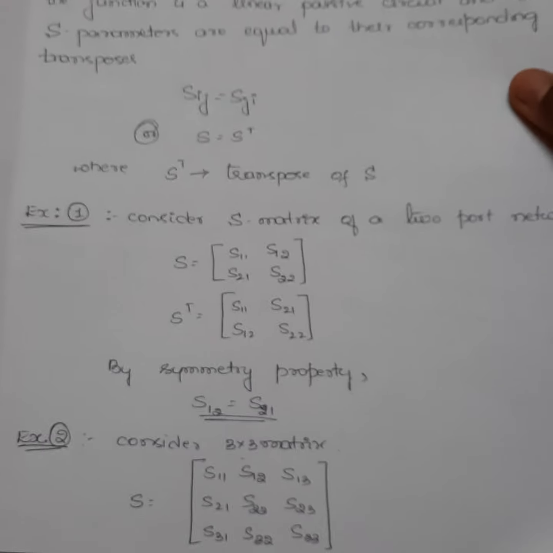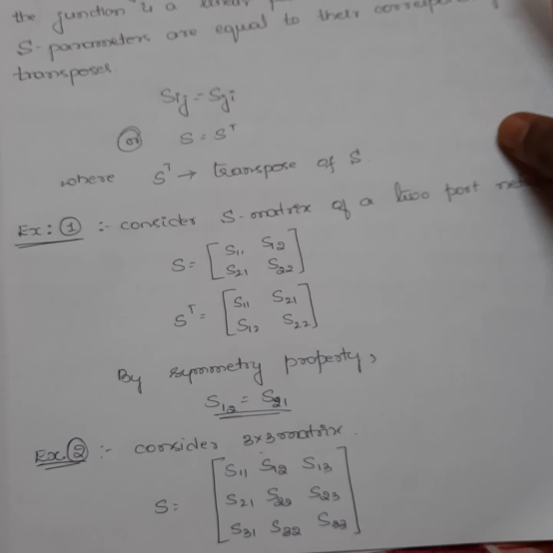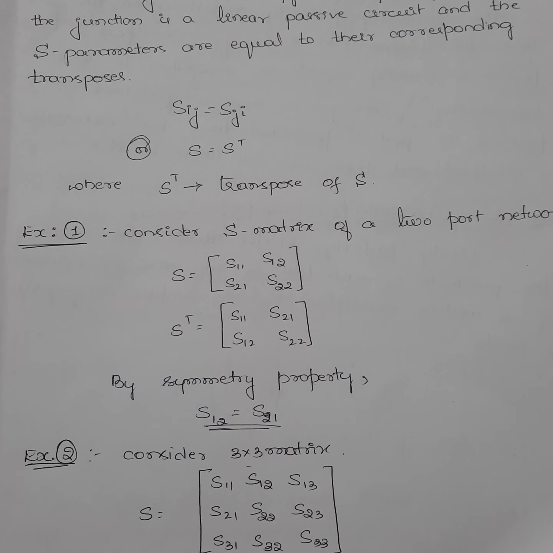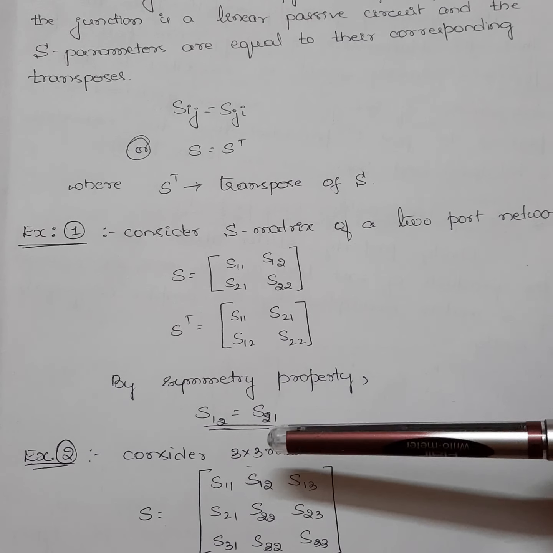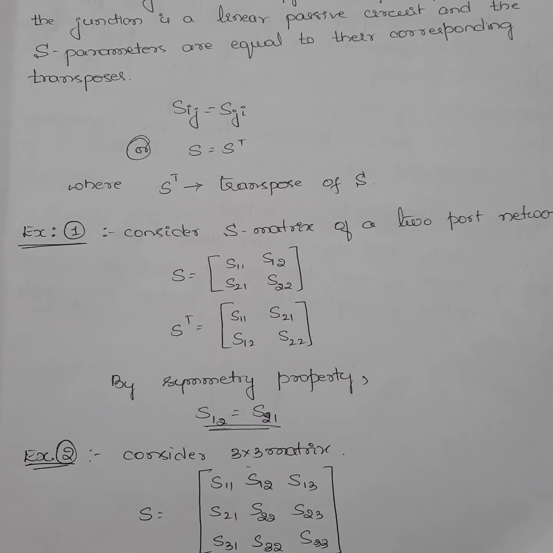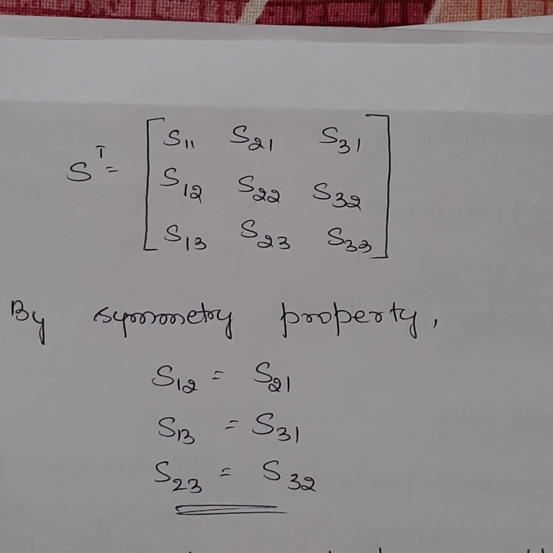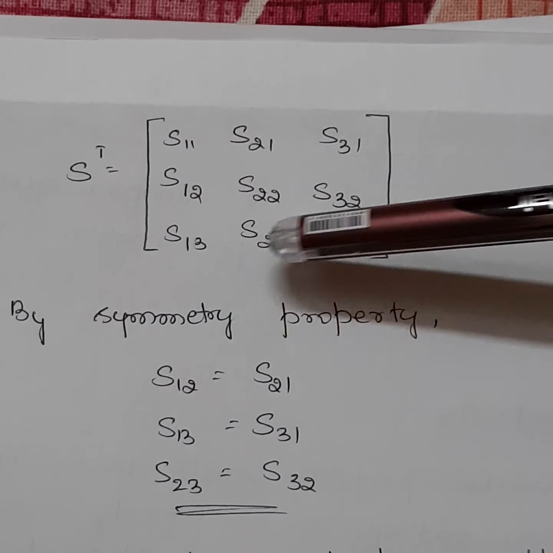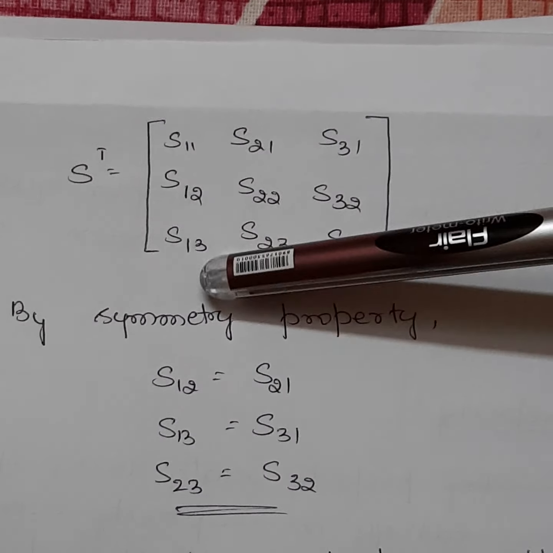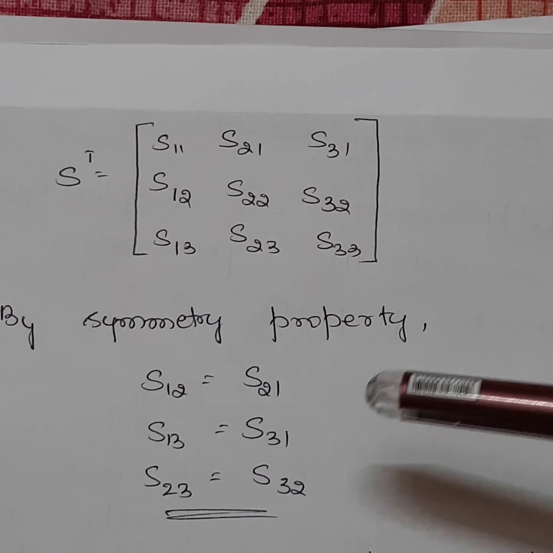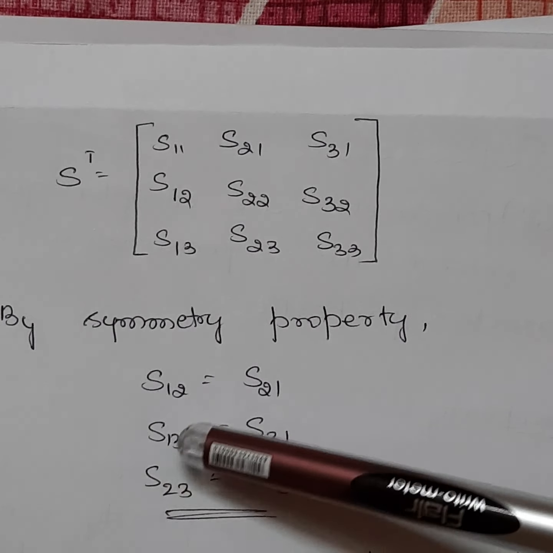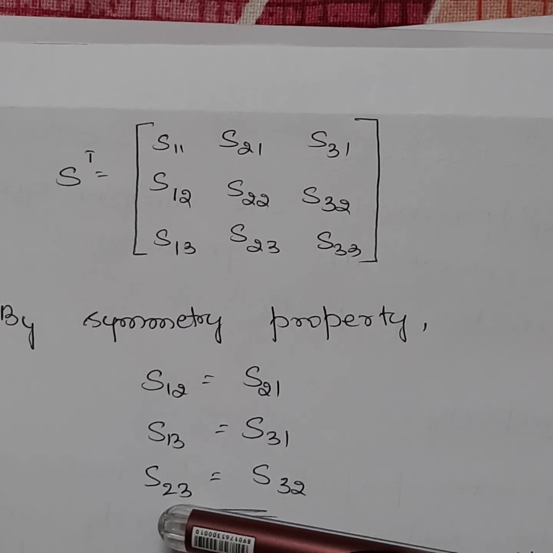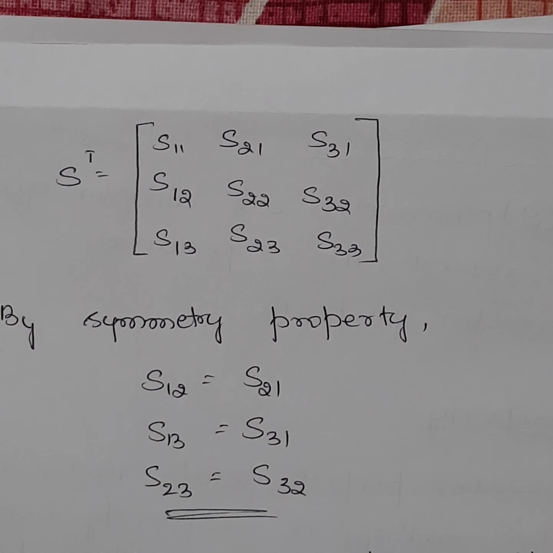Now consider a 3 cross 3 matrix, where S11, S12, S13, S21, S22, S23, S31, S32, S33. If we take the transpose of that, rows are converted into columns. By the symmetry property, Sij is equal to Sji, so S12 is equal to S21, S13 is equal to S31, S23 is equal to S32.